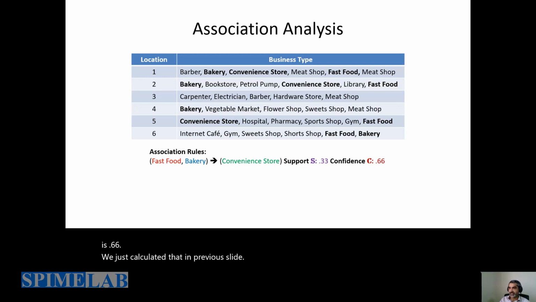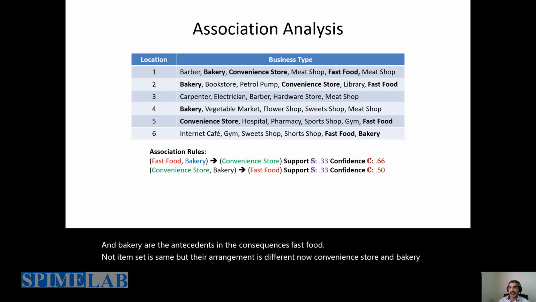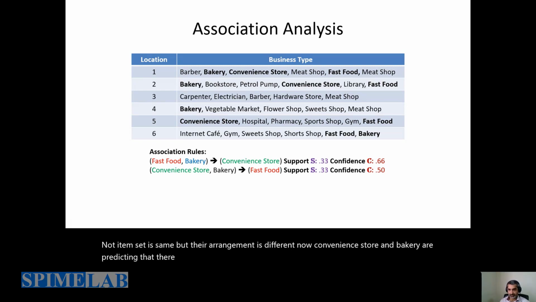How about we change the configuration? We say convenience store and bakery are the antecedents and the consequent is fast food. Now the item set is the same, but their arrangement is different. Now convenience store and bakery are predicting that there is a space for fast food. How much support for this rule will be?